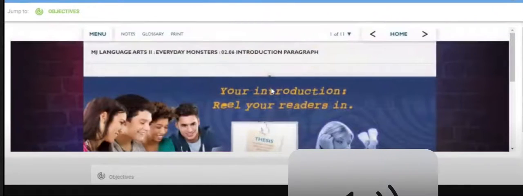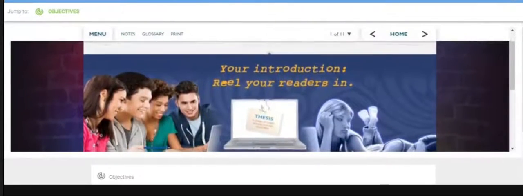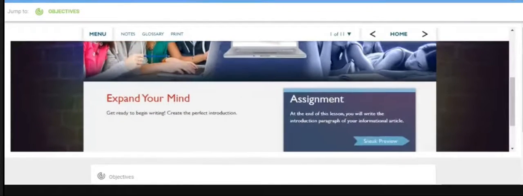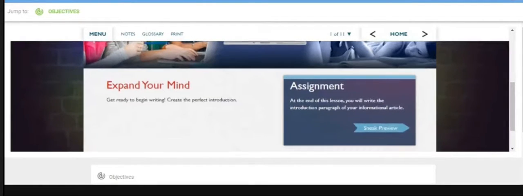2.06 Introduction Paragraph. Your introduction, reel your readers in. Expand your mind. Get ready to begin writing. Create the perfect introduction. At the end of this assignment, you will write the introduction paragraph of your informational article.